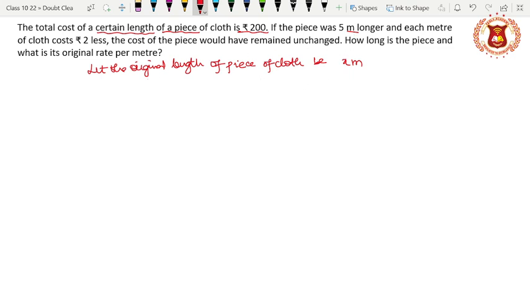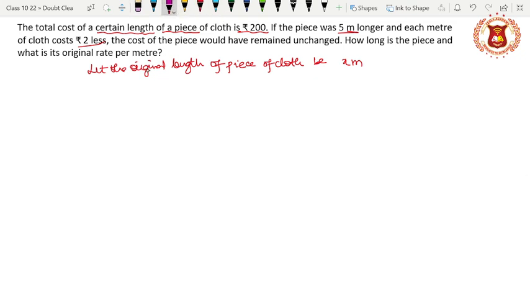Next, if the piece was 5 meters longer and each meter of cloth cost rupees 2 less, the cost of the piece would remain unchanged. Now let us understand this condition here. Let us take the cost as another variable here. Let the cost per meter, now we'll take the variable as a rate here, because the total cost is already given, therefore we cannot take it as a variable. We'll take the rate, right?